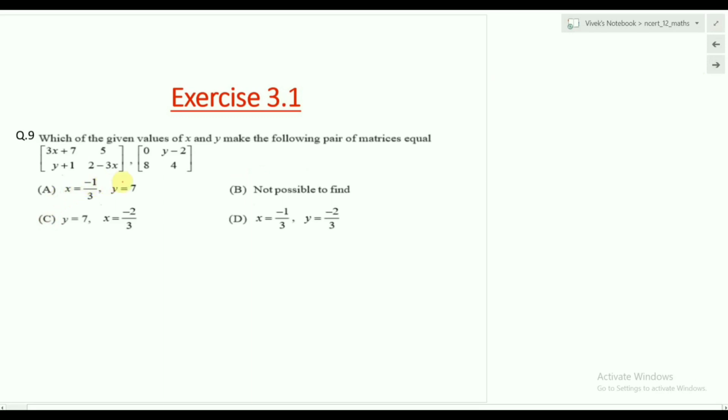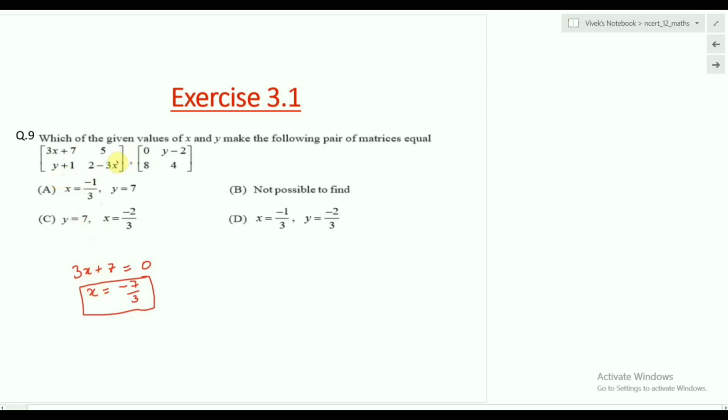Next, which of the given values of x, y make the following pair of matrices equal? When these two will be equal, first of all order should be equal, order is equal. Then we will compare the corresponding elements for equality. So what you will get? You will get 3x plus 7 should be equal to 0. So what will be your x value? X will be minus 7 by 3. Yes, 3x plus 7 equal to 0. So x will be what? Minus 7 by 3.